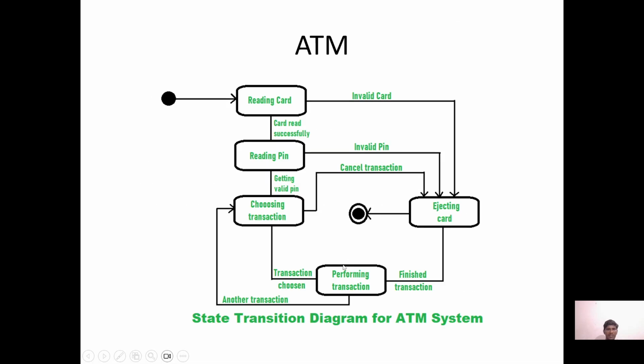So here we can have an ATM system. This is a state. This is the initial state and this is the final state. So reading a card: once the card is read, you have to read the PIN. Then you have to choose the transaction. Then based on the transaction, you have to perform the transaction. Then once the transaction is finished, you have to eject the card and stop the process. It is a kind of state transition.